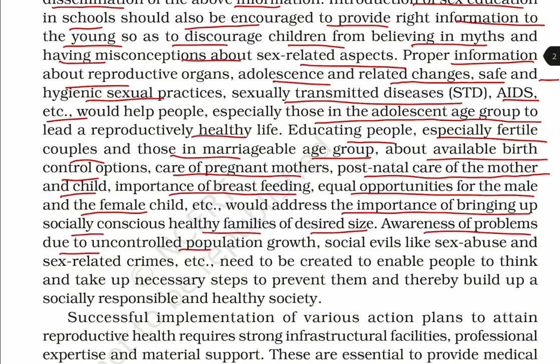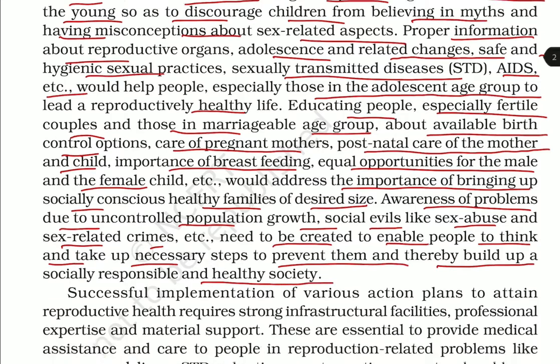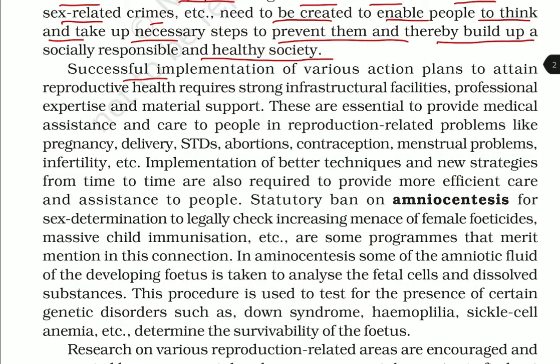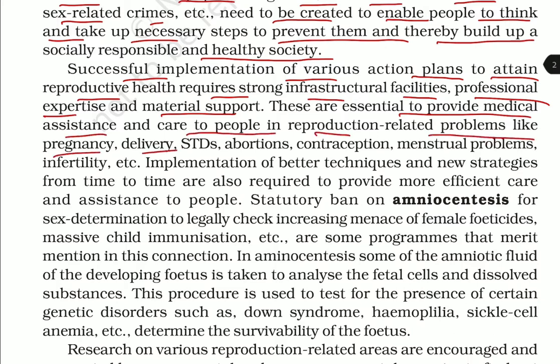Awareness of problems due to uncontrolled population growth, social evils like sex abuse and sex related crimes, etc. need to be created to enable people to think and take up necessary steps to prevent them and thereby build up a socially responsible healthy society. Successful implementation of the various action plans to attain reproductive health requires strong infrastructural facilities, professional expertise, and material support. These are essential to provide medical assistance and care to the people in reproduction related problems like pregnancy, delivery, STDs, abortion, contraception, menstrual problems, infertility, etc.